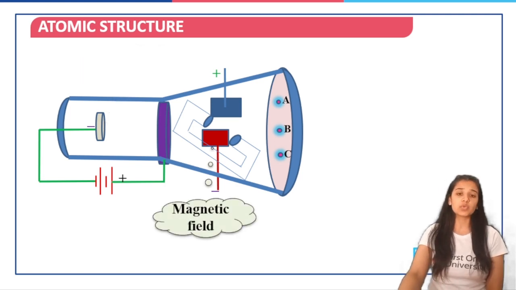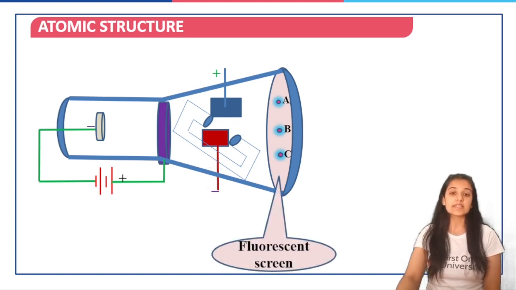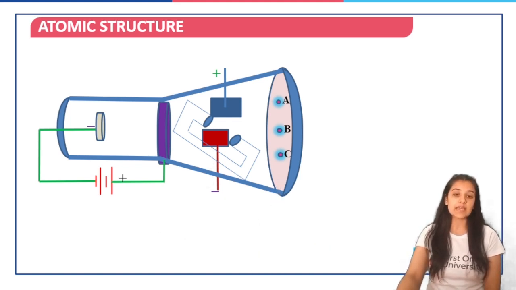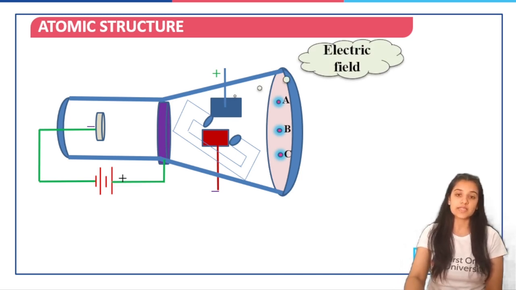This brownish reddish thing is the magnetic field, and this is the fluorescent screen where A, B, C are written. This is the electric field, and this is the magnetic field, which are mutually perpendicular to each other.